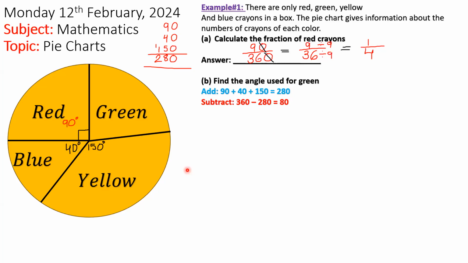Okay, in order to get 360, the rule is that angles inside a circle add up to 360 degrees. So all of them must add up to 360 degrees. We just need to figure out what green is. And green is 80. That's how we get 360. So you always have to use 360 degrees.